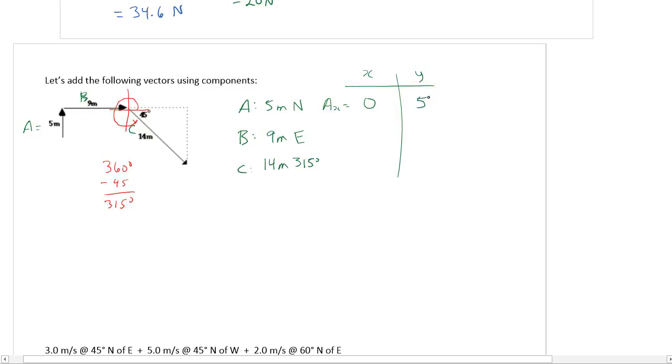It goes 5. Now b is straight east. Straight east is in the positive x direction. So I'm going to get a 9 here and 0 in the y direction. Okay, so far it's just thinking about whether or not north is x or y, and thinking about whether east is x or y.